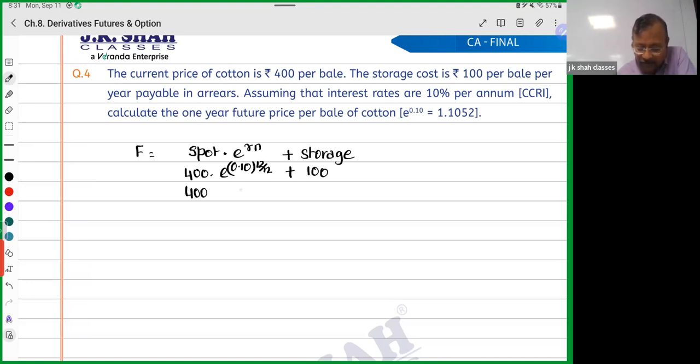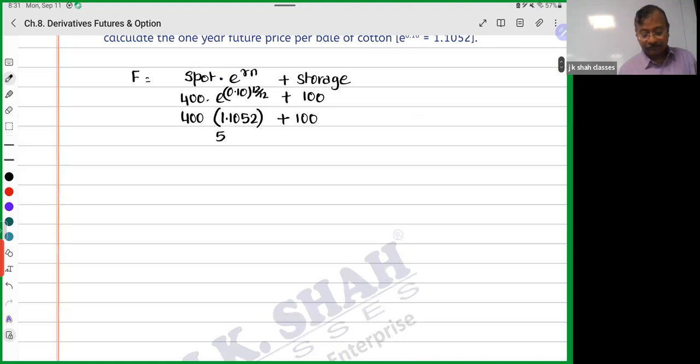So 400, and they have given the value of 1.1052 plus 100. $542.08.